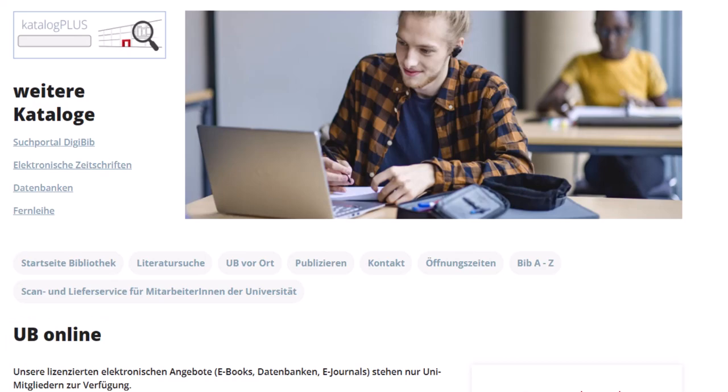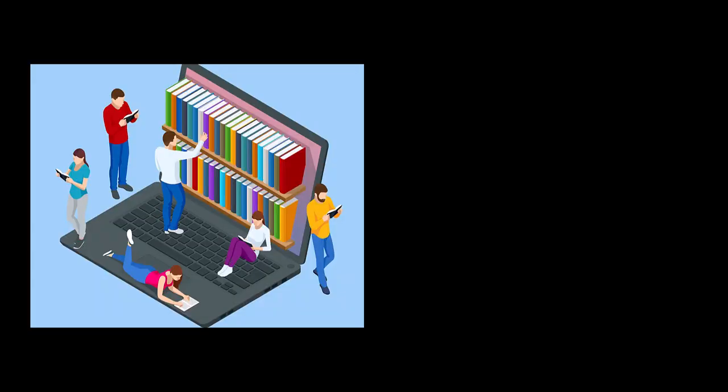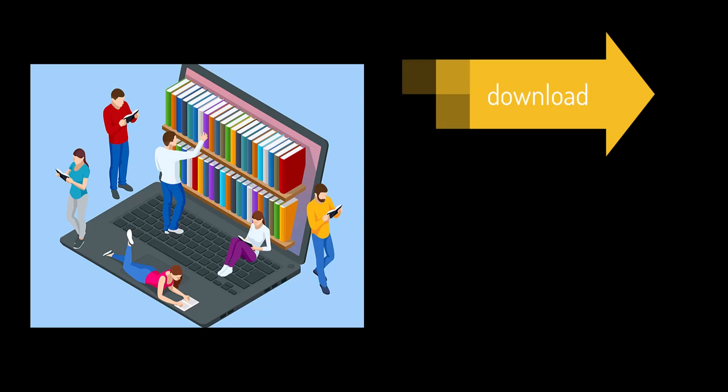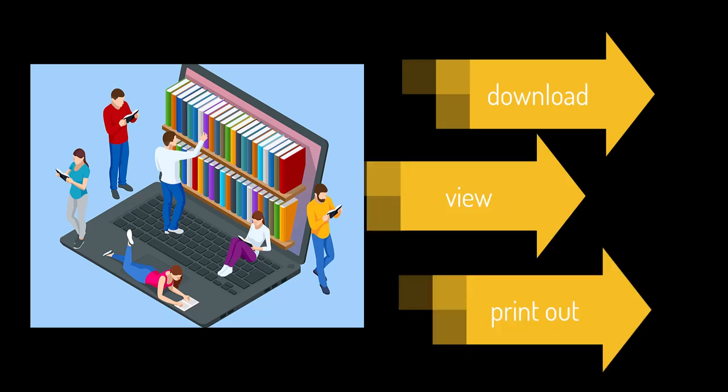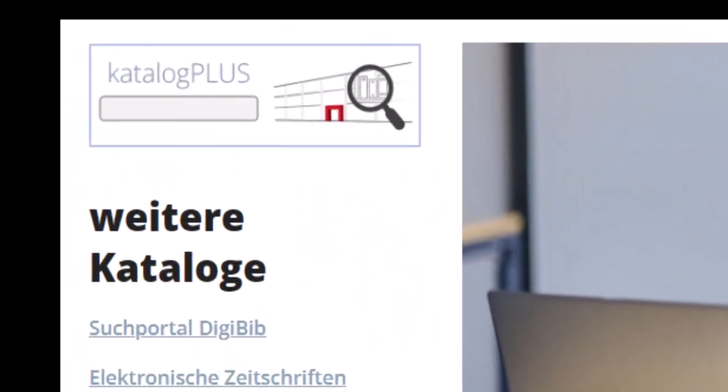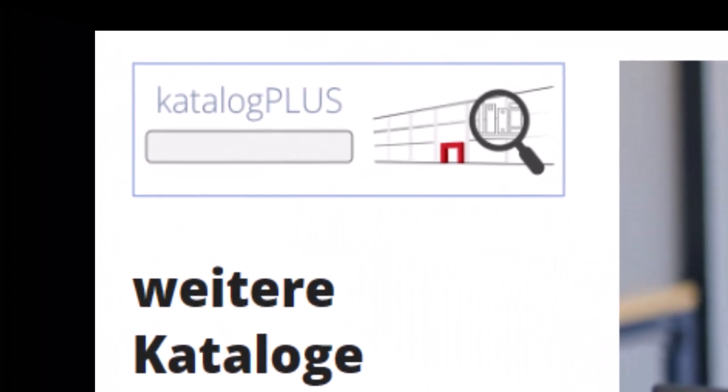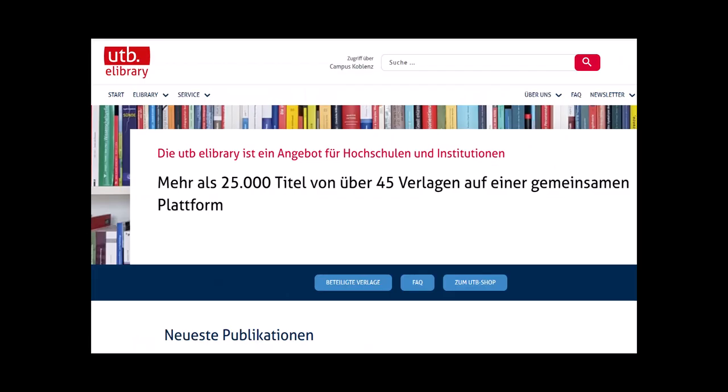On the one hand, there are e-books. Our e-books are not tied to loan periods. You have access to the complete book and can download, view, or print out parts of it depending on the provider. You can find our e-books via our Catalog Plus and via the pages of the respective providers.